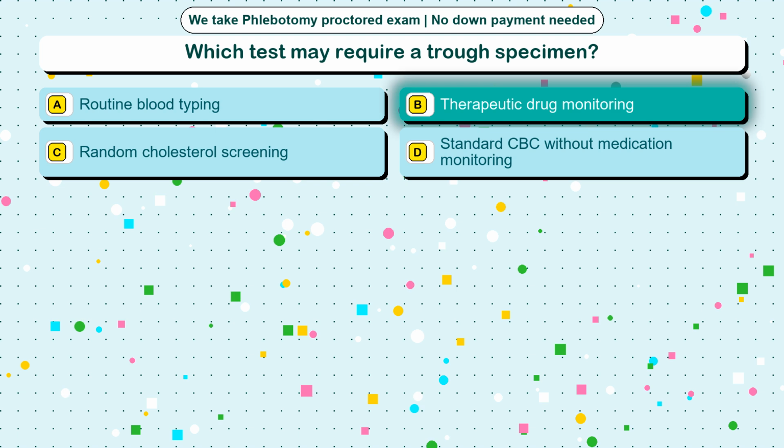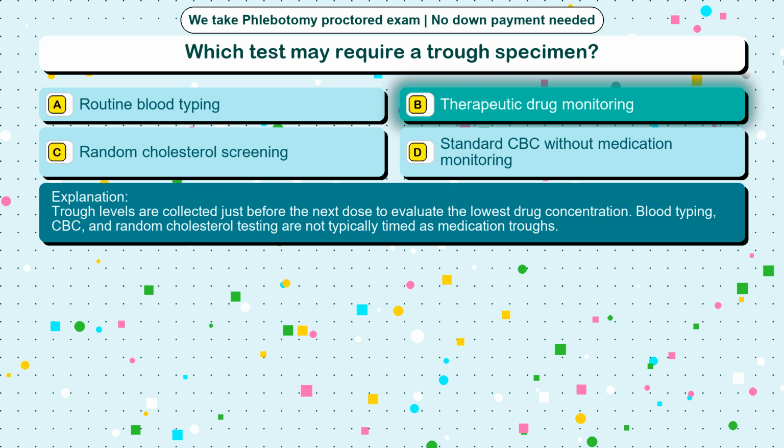The correct answer is option B. Therapeutic drug monitoring. Trough levels are collected just before the next dose to evaluate the lowest drug concentration. Blood typing, CBC, and random cholesterol testing are not typically timed as medication troughs.